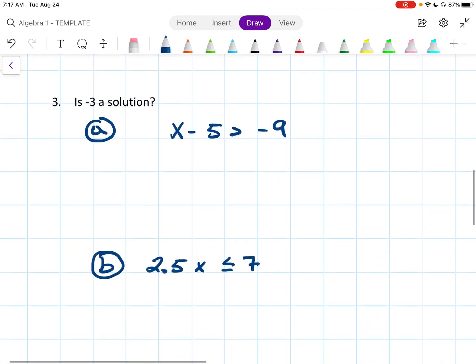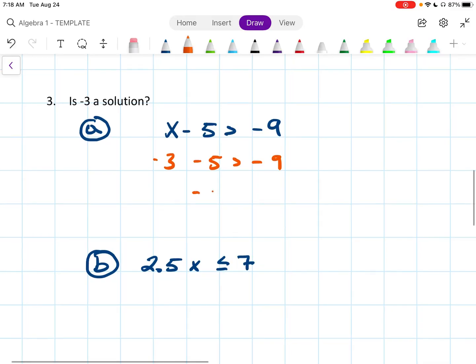Let's look at number 3. Is -3 a solution? So what we're going to do is we're going to plug in -3, and we're going to see if it works out. We're going to see if it's a true statement. So we have -3 minus 5 is greater than -9. -3 minus 5 is -8, is greater than -9. Is -8 bigger than -9? And this one's kind of weird to see. If we were to draw a number line here, we'd have -8, and then we'd have -9. This one is going to be true.